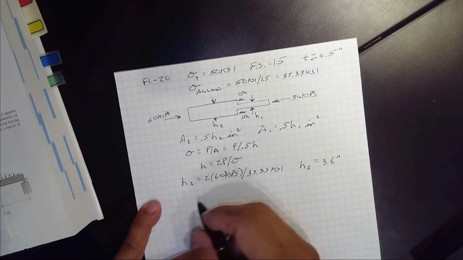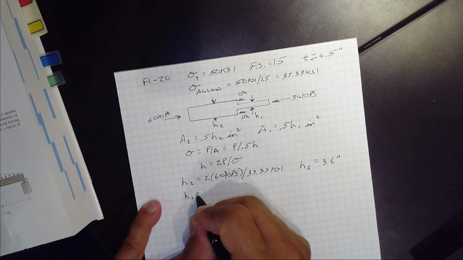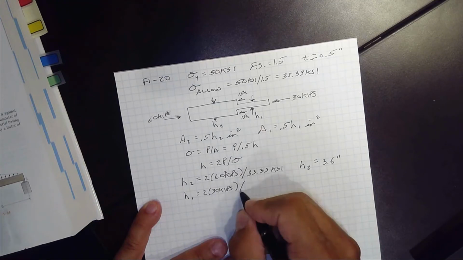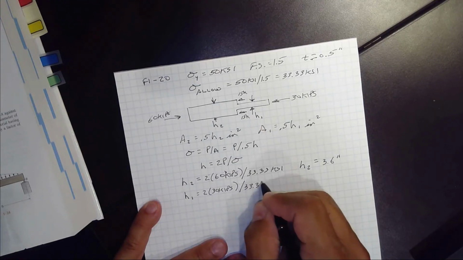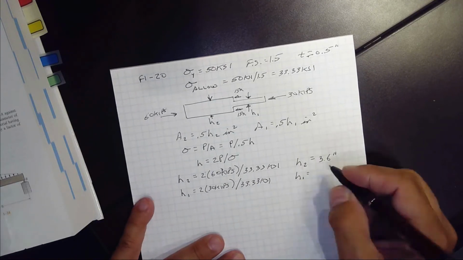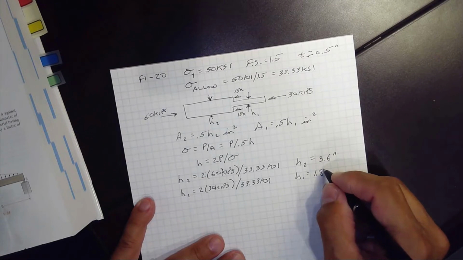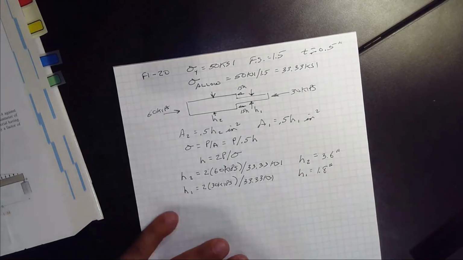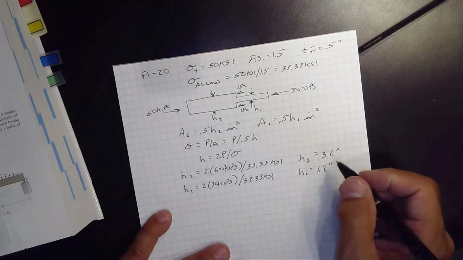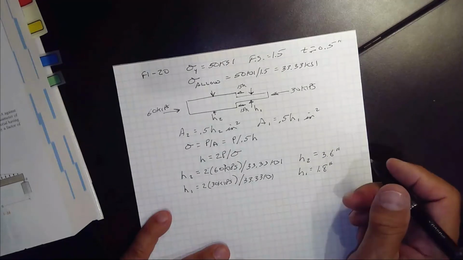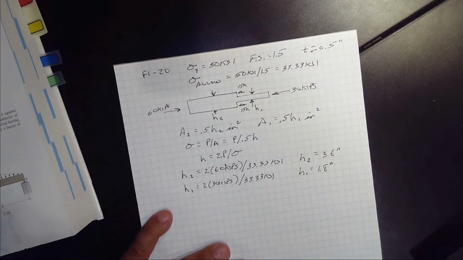And we're going to say that H1 is equal to 2 times 30 kips divided by 33.33 ksi, and so H1 is equal to 1.8 inches. Well, you got half the load, so you need half the thickness, right? Half the area. Okay, but that's not the right answer, right? The right answer has to be in terms of eighths of an inch. Well, 0.6 is pretty close to 5/8, right?